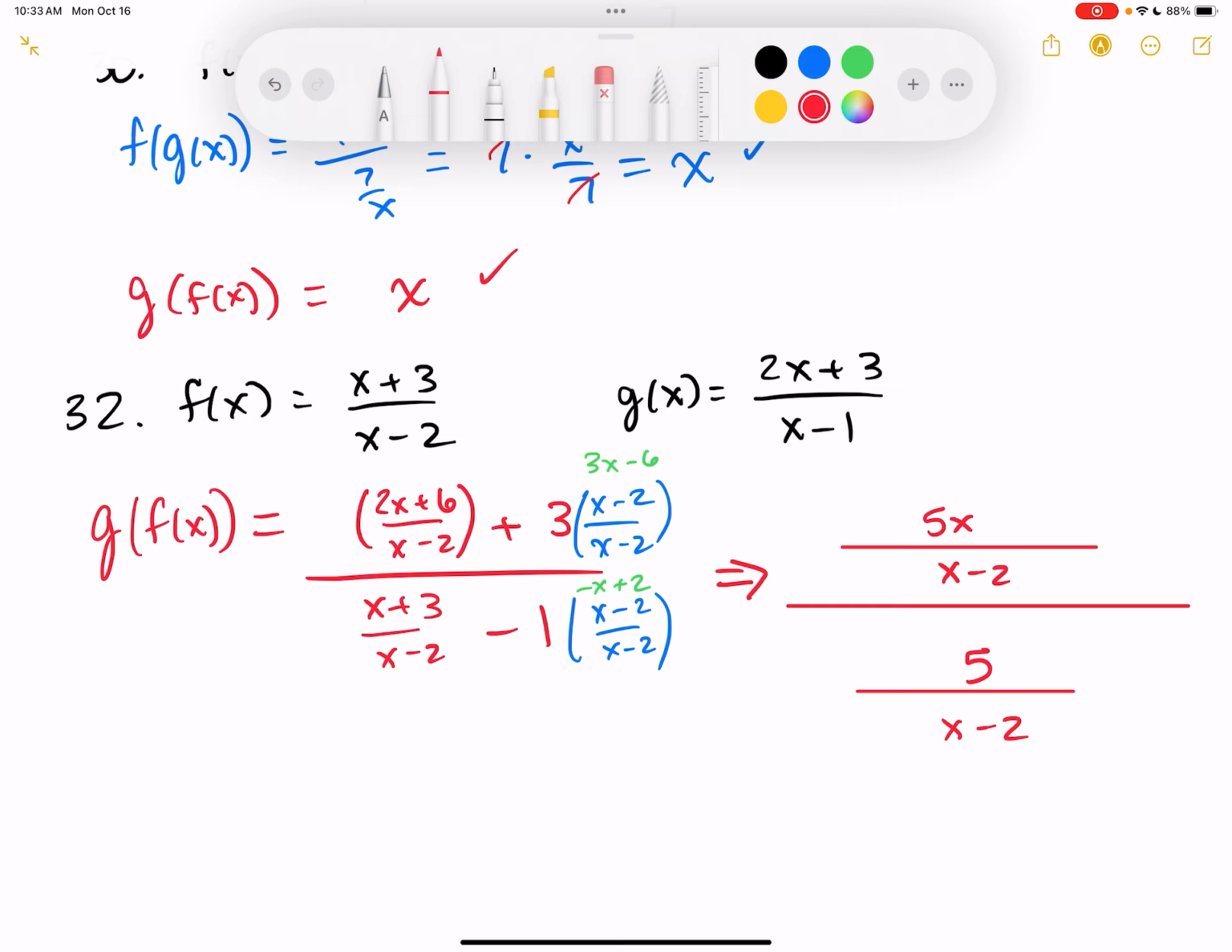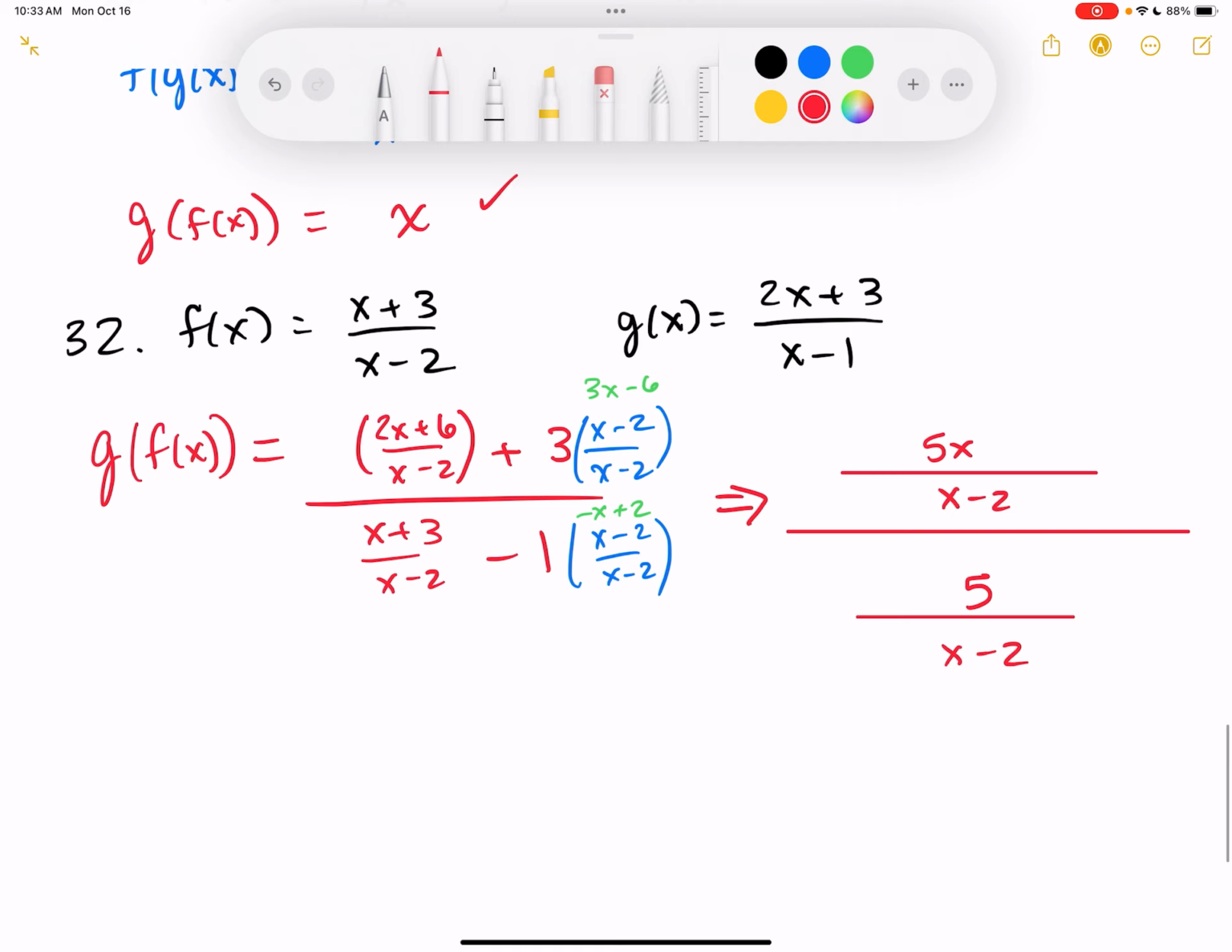Now, keep, change, flip. 5x over x minus 2 times x minus 2 over 5. And now all this lovely stuff cancels. The x minus 2's cancel, the 5's cancel, and I'm just left with x. And so despite the fact that it's not a very pretty setup, the answer ends up being really nice. It doesn't end up being something super crazy like when we just solve these type of problems in general.